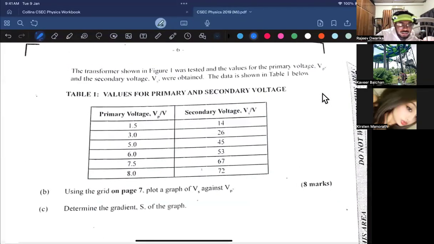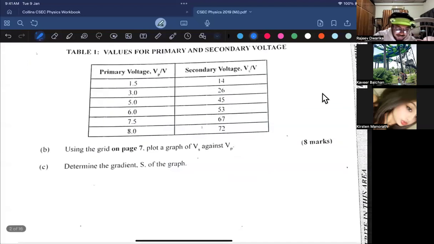Kirsten, I'd like you to read this question quickly. The transformer shown in Figure 1 was tested and the values for the primary voltage and the secondary voltage were obtained. The data is shown in Table 1 below. Right, read the rest. You're not the best right now, so I'll read it. On page 7, plot a graph of VS against VP.